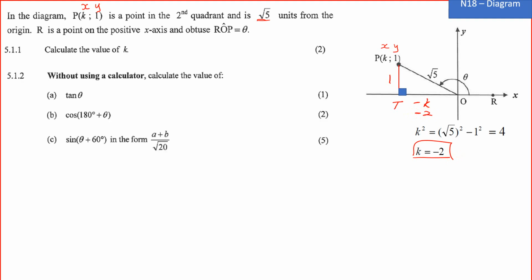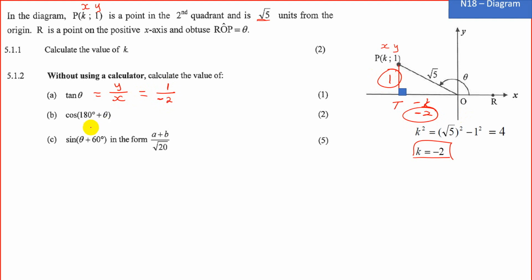So the next question is, without using a calculator, calculate the value of tan theta. Now we know that tan from definition is actually equal to y over x. And if we look at our diagram, the y value is 1. There we have it. And the x value which we found is negative 2. And we end up with negative half.